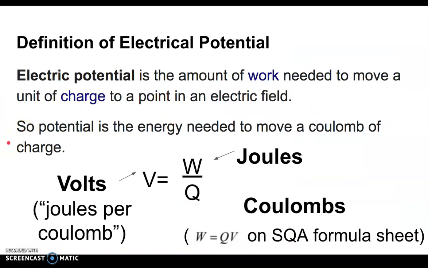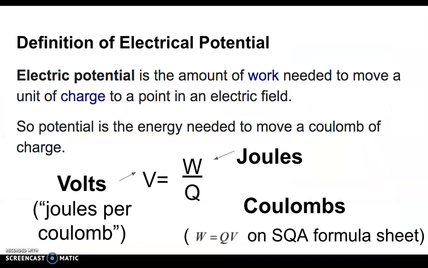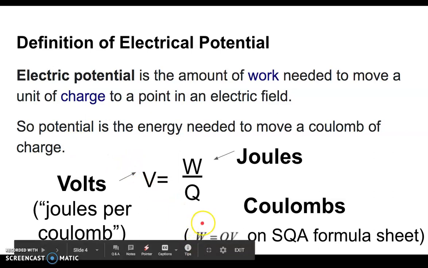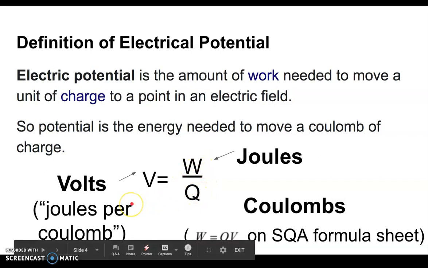So the definition of electrical potential is the amount of work per unit of charge in an electric field, because there is an electric field between there and there. I haven't shown the electric field lines, but it's an electric field that makes an electron move. So we give it the energy, where the energy is W equals QV, and that's the way that the SQA write it on the formula sheet. But the definition of potential is that it's the amount of energy per unit charge, or the number of joules per coulomb. But that's the way you'll see it, W equals QV.